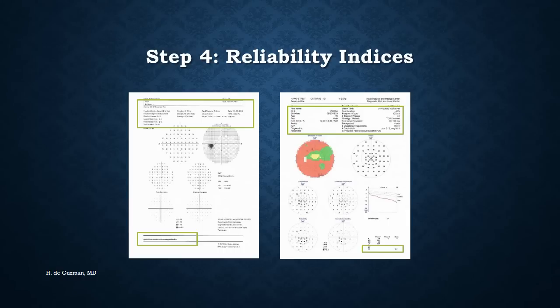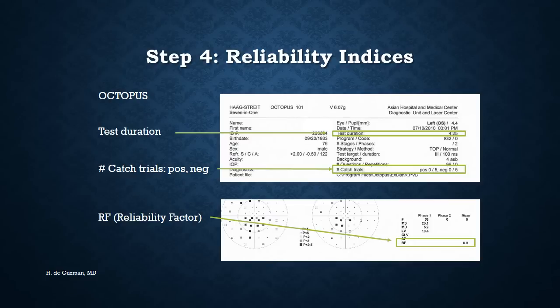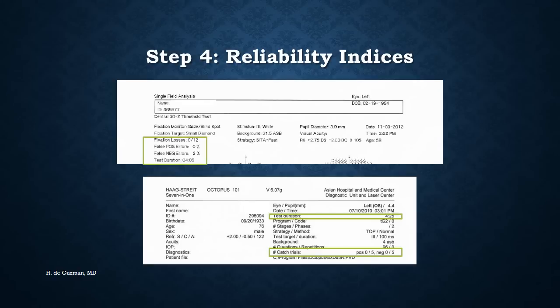The next step are the reliability indices, and these are where you can find them. On the Humphrey, we have the fixation losses, false positive errors, false negative errors, test duration, and the gaze tracker in the newer machines. Whereas in the Octopus, we have test duration, catch trials, and reliability factor. So we'll talk about fixation losses and false positives or catch trials and test duration first.